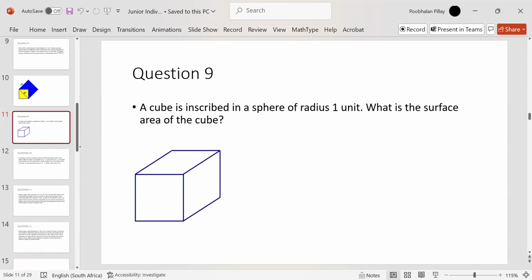Okay. A cube is inscribed in a sphere of radius 1. What is the surface area of the cube?